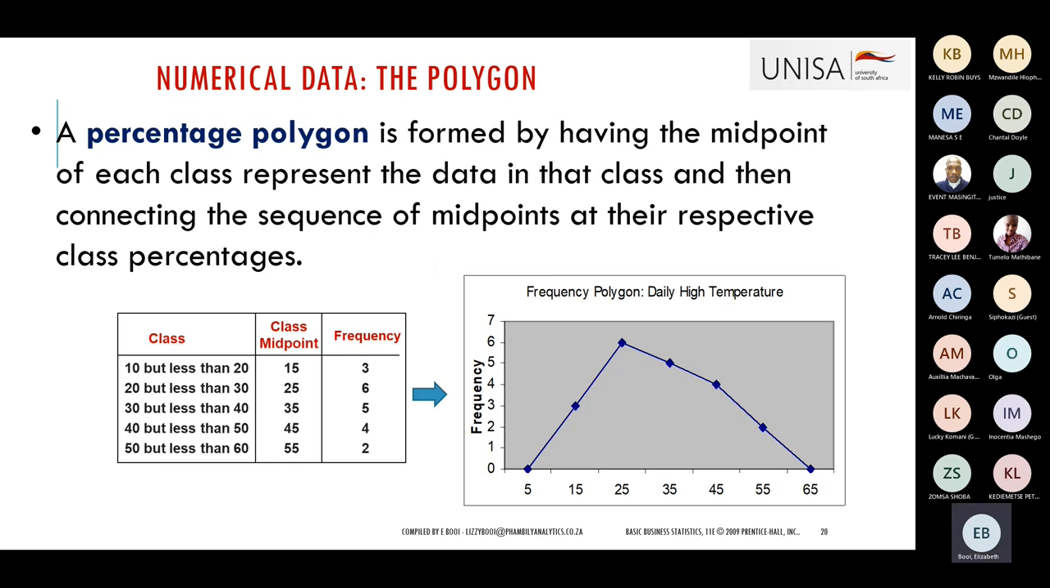Okay, the other way of summarizing the data from the frequency distribution is by using the polygon. With a polygon, we take the class boundaries, we find the midpoint. Like I had the midpoint previously, so those are my midpoints, and I use the frequencies to plot the data. It's just plotting the data using the midpoint of the class intervals and the frequencies.